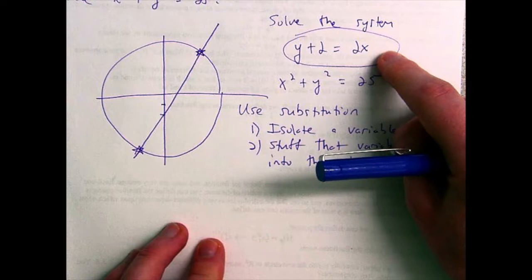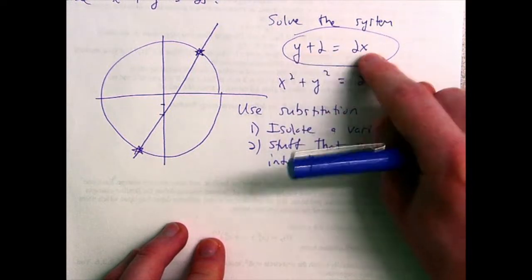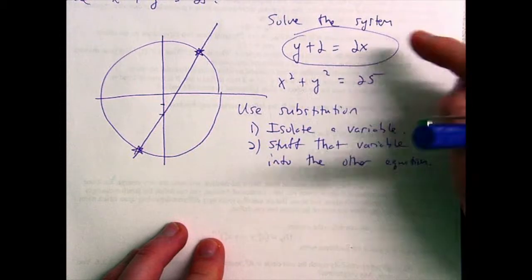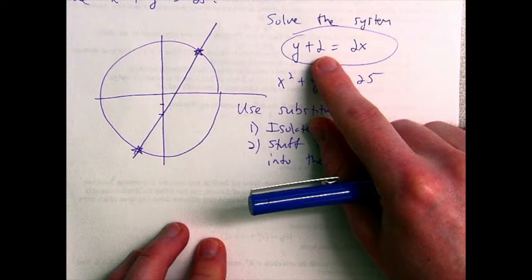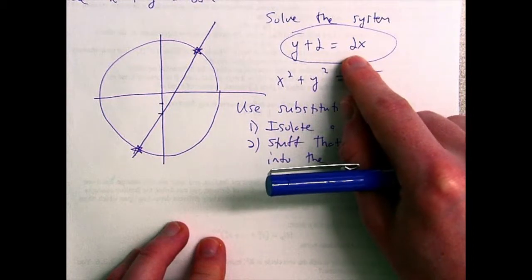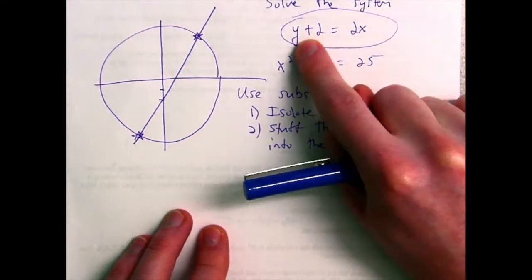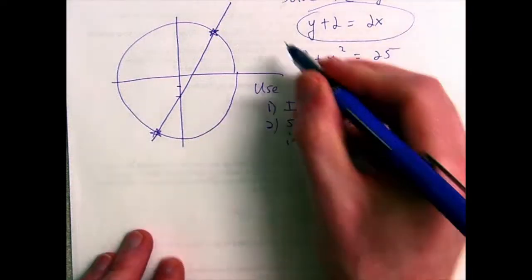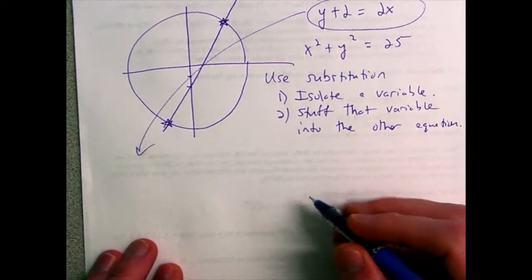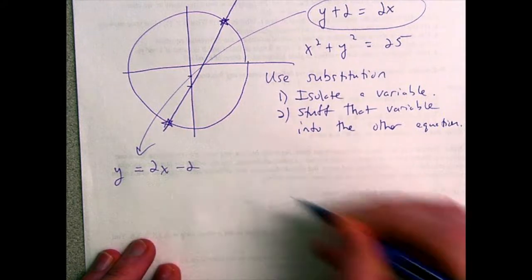You could choose to solve for x, or you could choose to solve for y, and it doesn't really matter, except often one choice is easier than the other. In this case, if you solve for x, then you're going to wind up with fractions. You would have to divide both sides by 2. We don't want that. So instead what you should do is solve for y, which is easy. You just subtract 2 from both sides. So I'll use that equation to solve for y. So I have 2x minus 2.